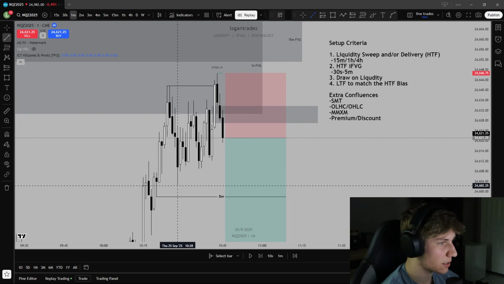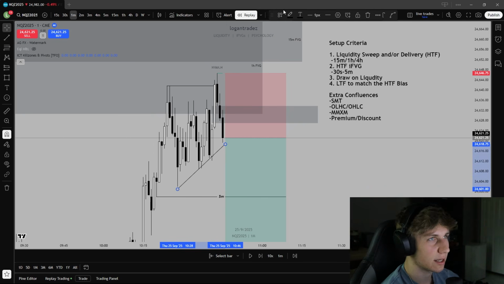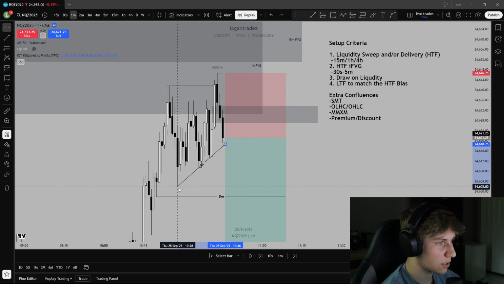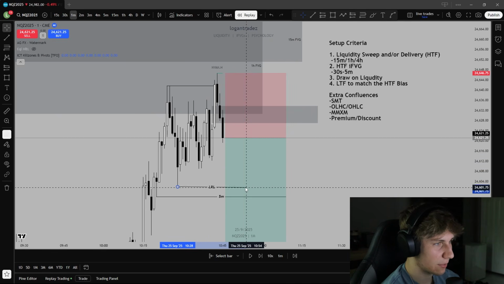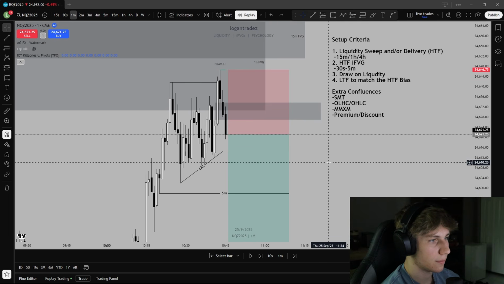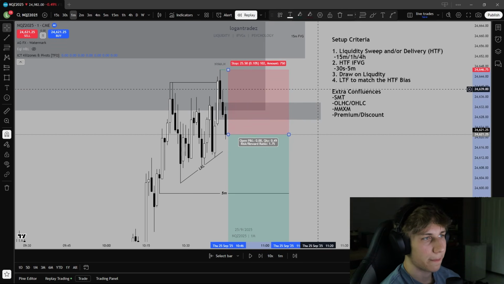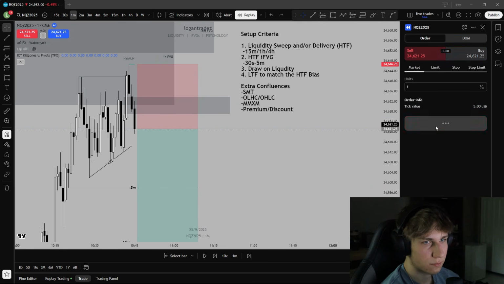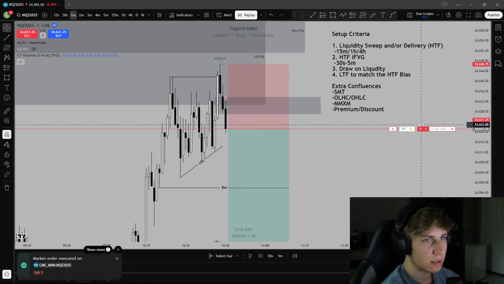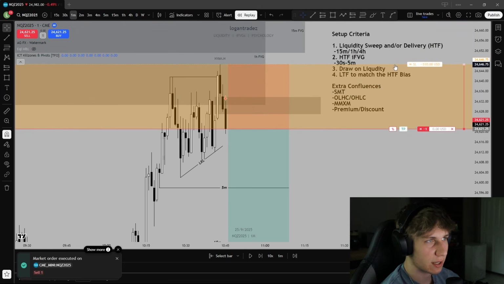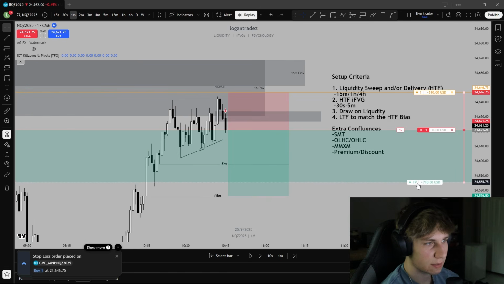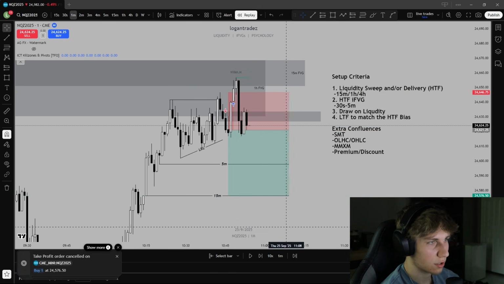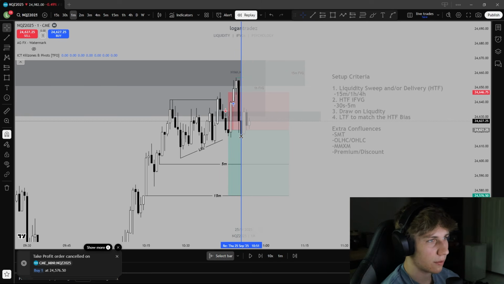And we're kind of forming some LRL here. I liked this LRL. I was going to go break even at the bottom of the LRL anyways. So I entered here. Right. Stop loss at the swing high. TP at the 15. Cooked. All right.